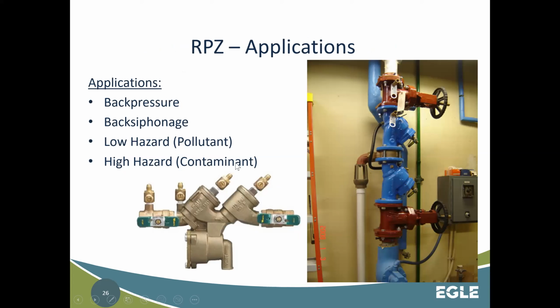So RPZs, the reason I said they were the gold standard is because they are for back pressure, they are for backsiphonage, they are for low hazard, and they are also for high hazard. These things are very costly though. RPZs are very close to $1,000 an inch for application, meaning by the time you divide the device or assembly and then you have it installed, it is very near $1,000 an inch right now in the industry. I know it's not quite that expensive, but it's getting there.